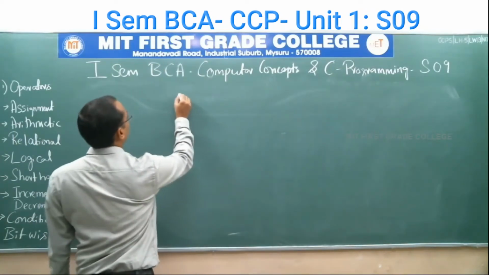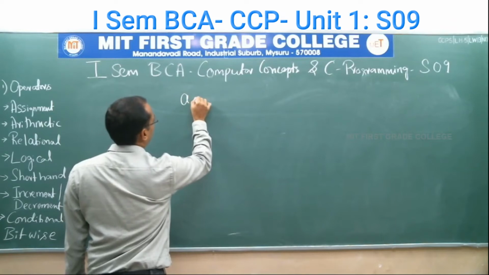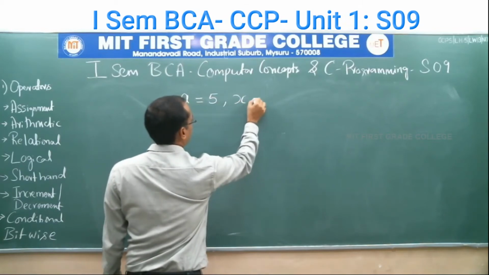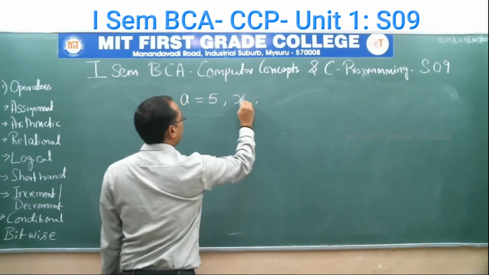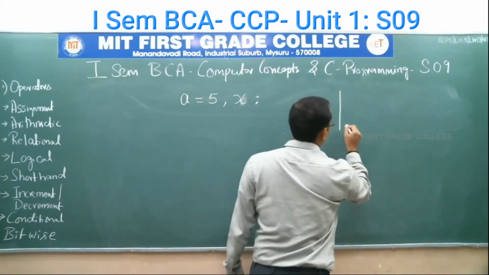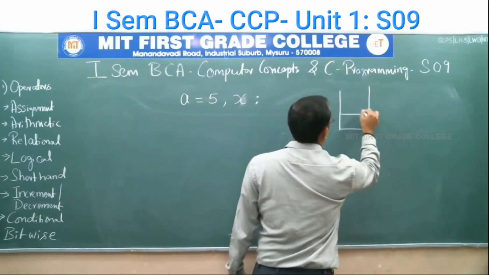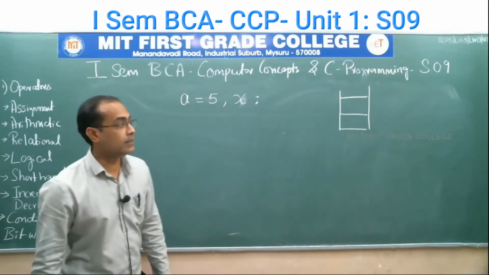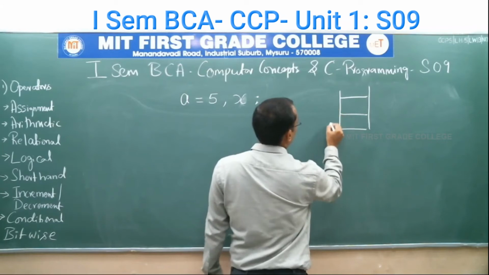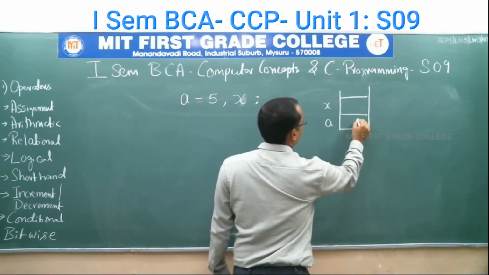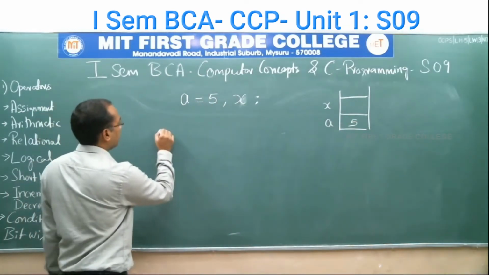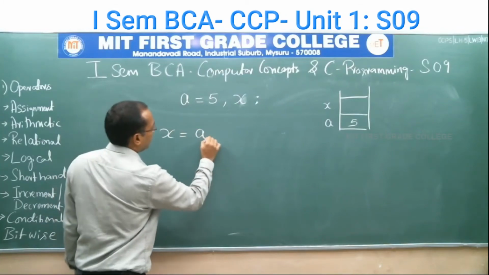Let's take an example. I will take a variable A and assign it a value 5, and I will take one more variable X, and I will not assign any value to it. I will take the memory representation also to make you understand how exactly this works before increment and after increment. So this is A and this is X. A is initialized to 5, X is nothing. Suppose I say X is equal to A plus plus.